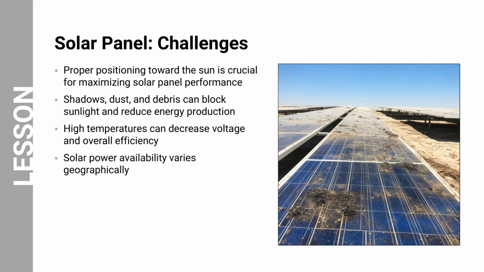Solar panel performance depends heavily on correct installation, especially how they are positioned toward the sun. Several factors can reduce their effectiveness. Shadows from nearby objects, dust and debris accumulation, and high temperatures can all decrease voltage and energy production. Solar power isn't practical everywhere due to variations in sunlight and available space.